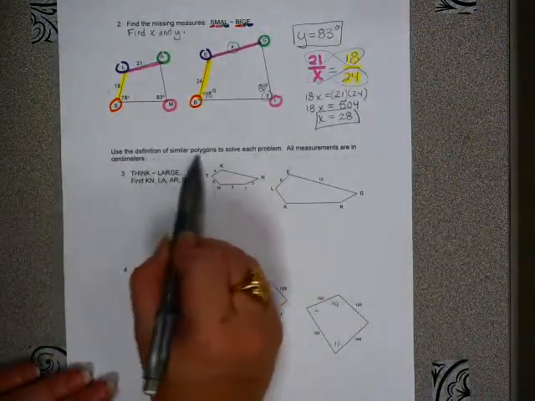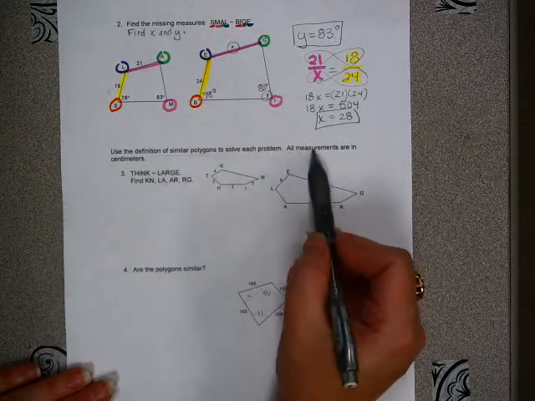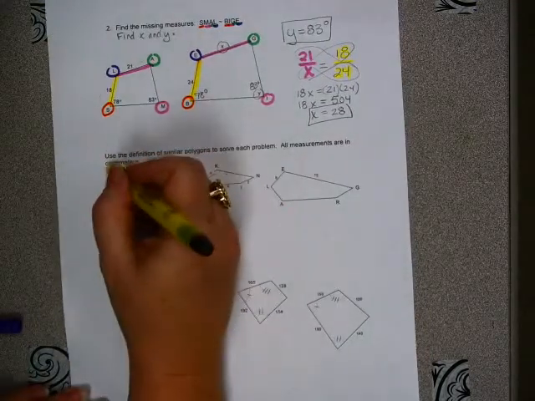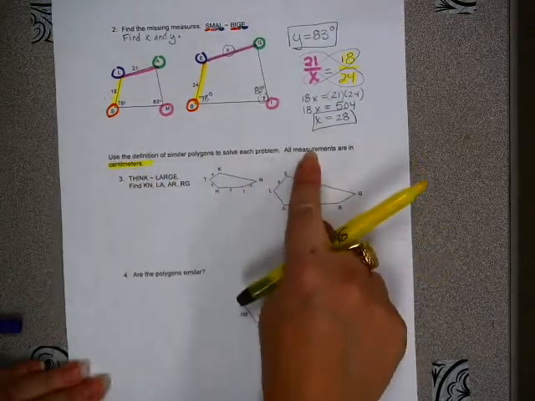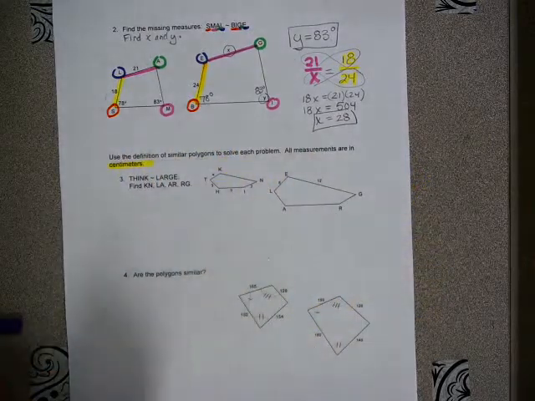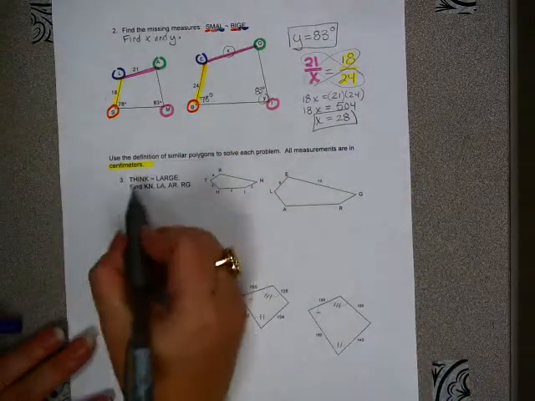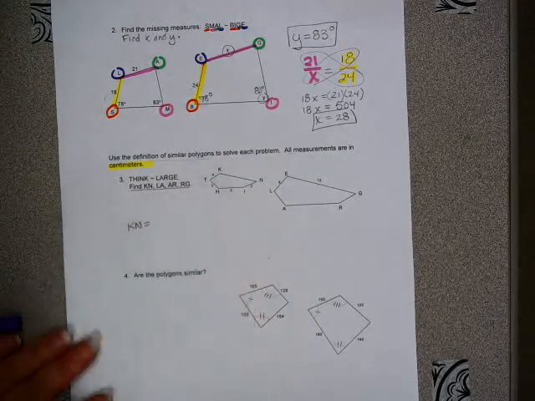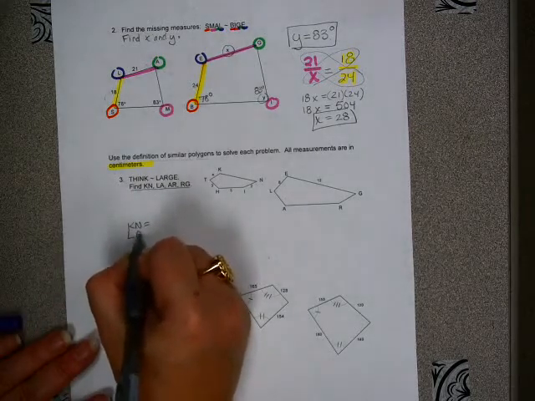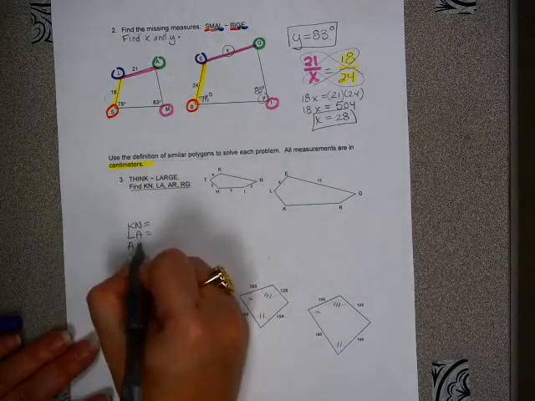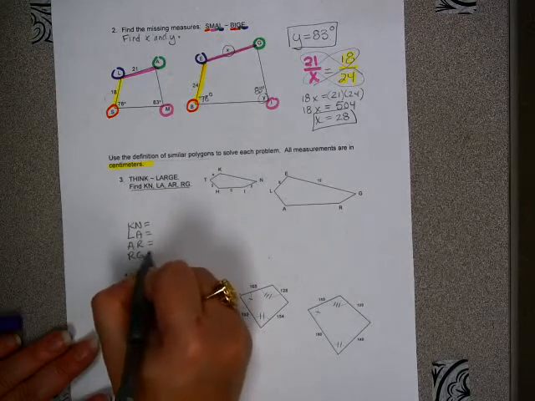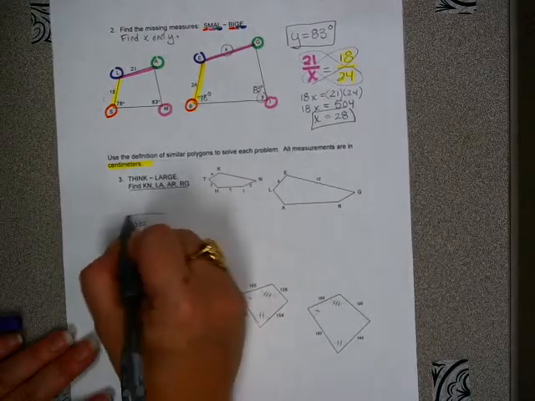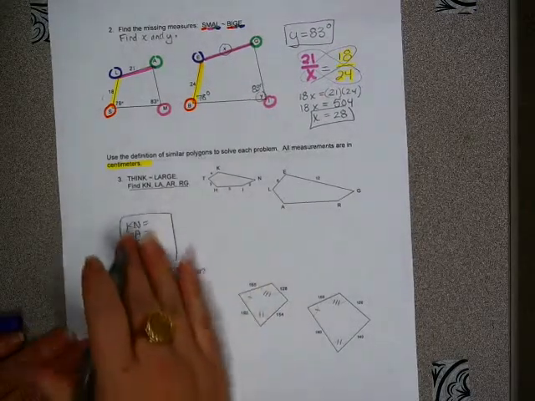Now use the definition of similar polygons to solve each problem. All measurements are in centimeters. So this is the first time that they've given me units, which means I need to pay attention to that. If they give you units in the reading, you need to make sure your answers have units. My instructions are to find Kn, La, Ar, and RG. So I have 4 answers here that I need to find, and that will be my answers right here.